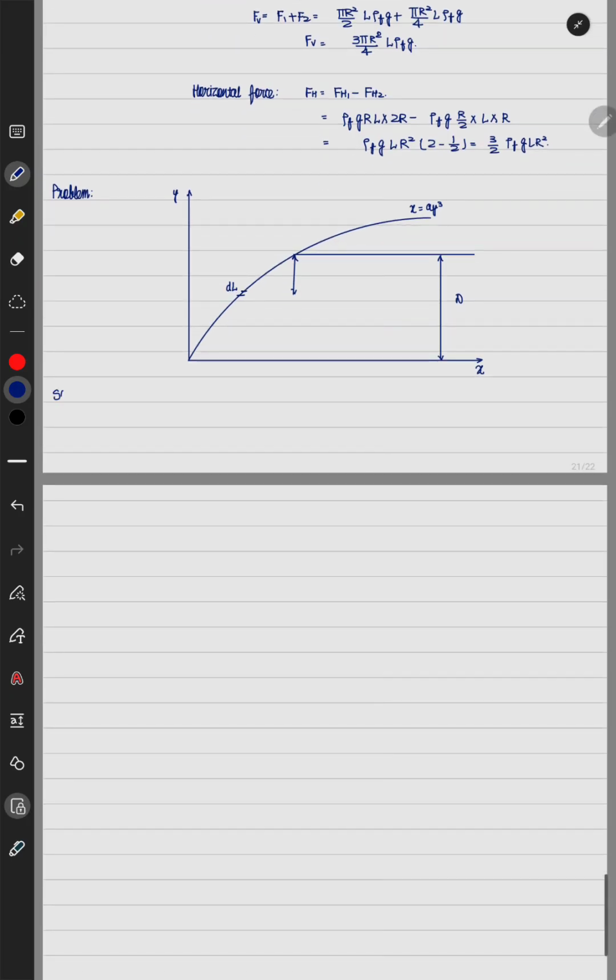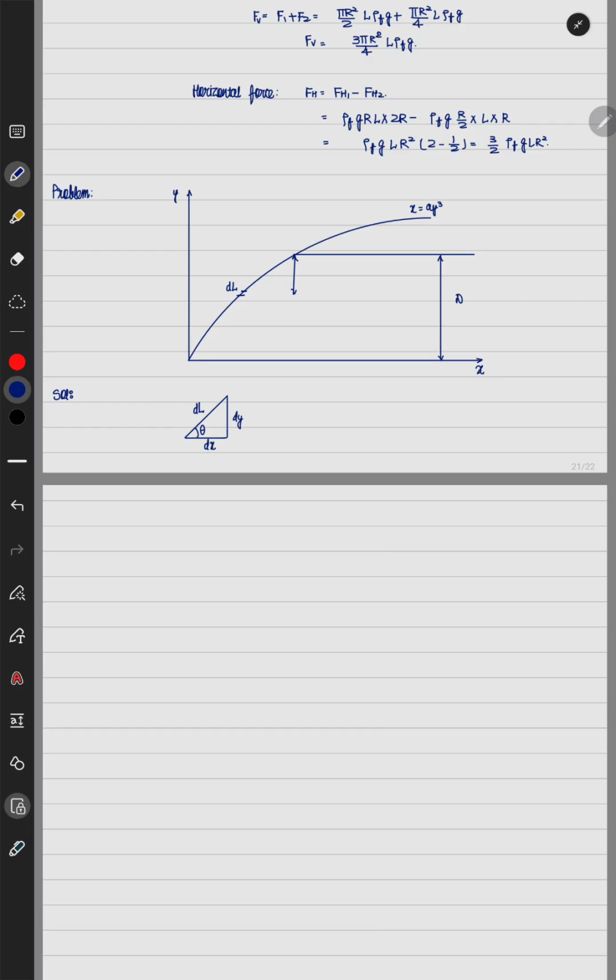Now, because the length of dl is very small, I can assume that the surface which seems curved can be taken as linear. For this small element, this is given by dy, this is given by dx, and this is given by dl. Let us say at this point this angle is given by theta.